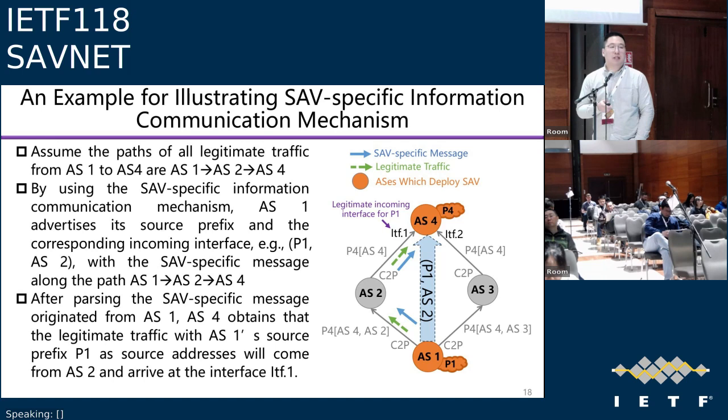By using their SAV-specific information communication mechanism, AS1 can advertise its source prefix and the corresponding incoming interface to enter AS4, such as P1 and AS2, with the SAV-specific message along the path AS1, AS2, and AS4, as shown by the green arrows. After receiving the SAV-specific message, AS4 can obtain that the legitimate traffic with AS1's source prefix P1 as source addresses will come from AS2 and arrive at the interface 1.